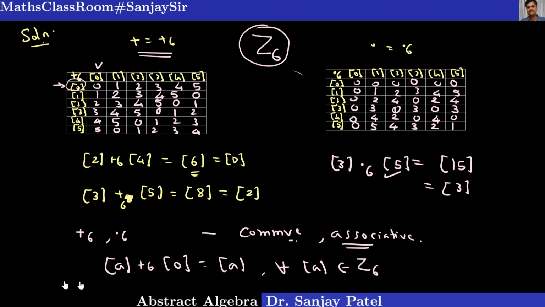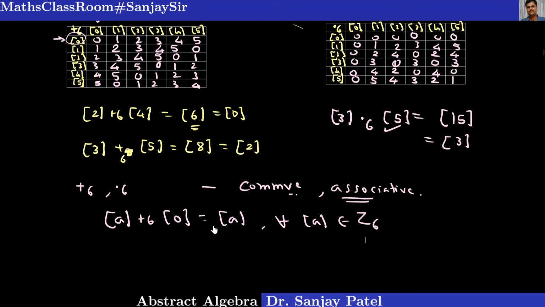So the zero element here is nothing but the equivalence class 0, or the residue class 0. So this is the 0 of the ring. Remember, it is a very important element. The 0 of the ring. What about the unity element?